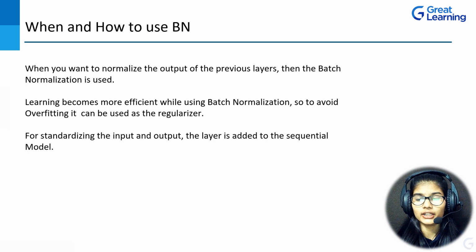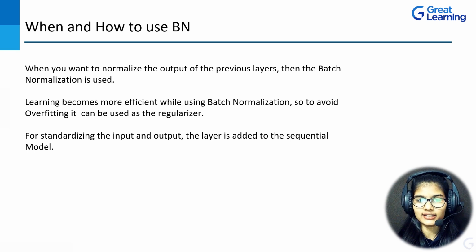Fine. Now, I hope I am very clear with all of these three points, when and how to use BN, when and how to use batch normalization. Whenever you want to normalize the outputs of the previous layers, batch normalization is used. Second, when the learning becomes more efficient, batch normalization is used. To avoid overfitting, it could be used as a regularizer, right? And the third is how to use it.